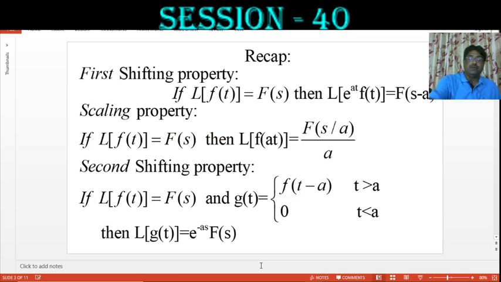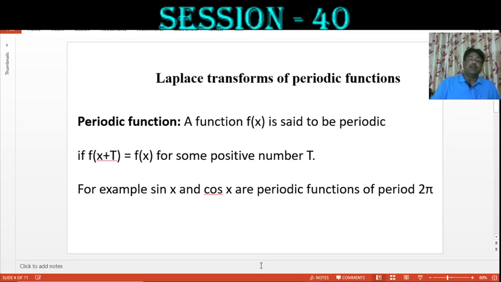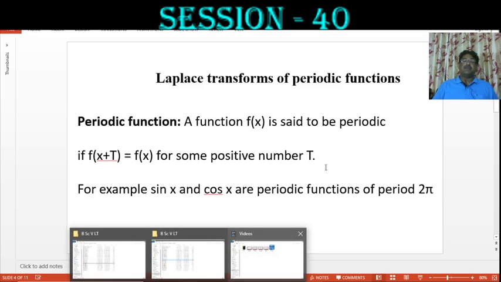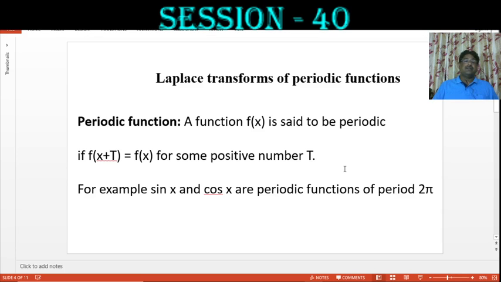Now, in the previous video lectures, we did the first shifting property, scaling property, and second shifting property, and examples. Now, in this video lecture, I am going to take the Laplace transforms of periodic functions. First we should define what we mean by a periodic function. A function f of x is said to be periodic if f of x plus T is equal to f of x for some positive integer T.